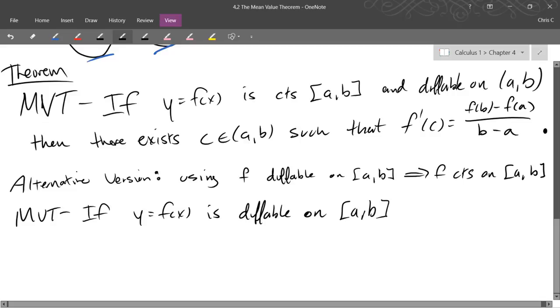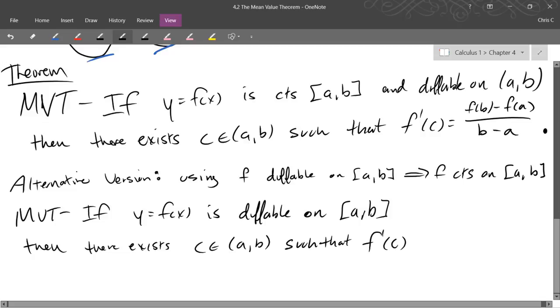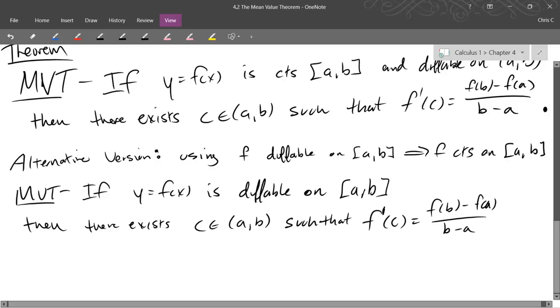So if f is differentiable on [a, b], then there exists c in (a, b) such that f prime of c equals the average slope. You can use either version. The alternative version has a stronger hypothesis, so it's applicable in a couple fewer situations.